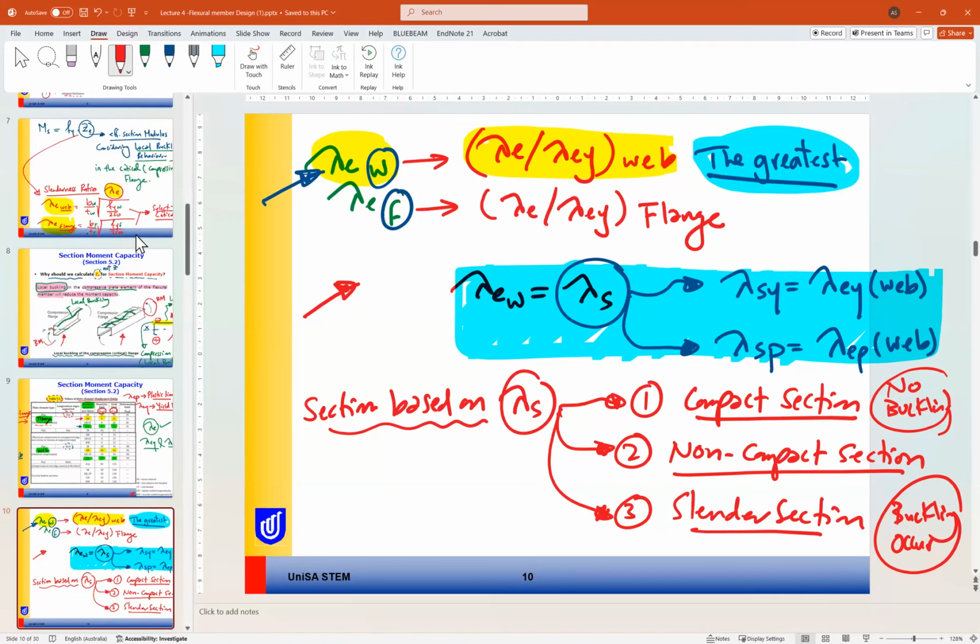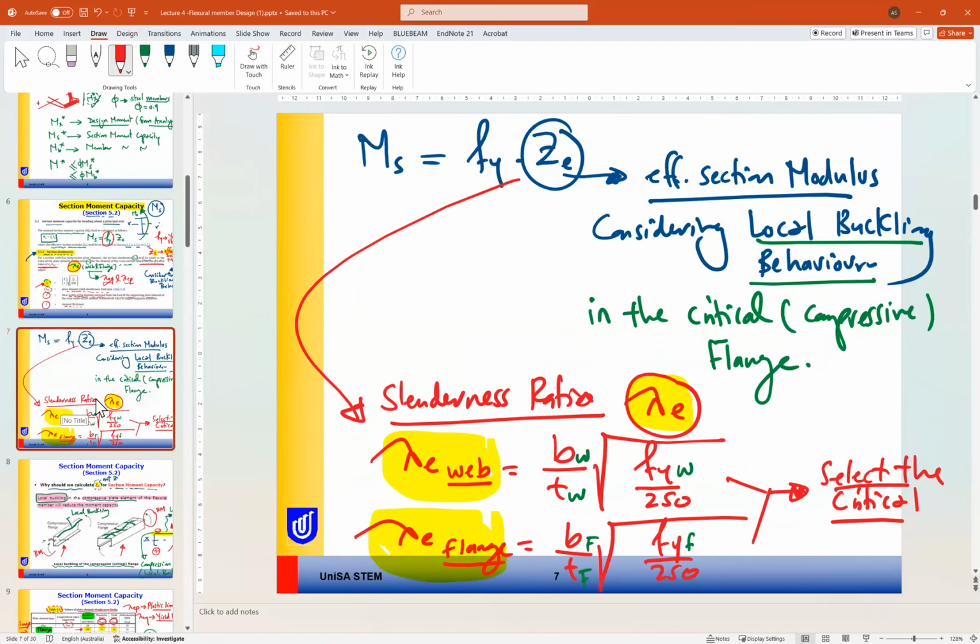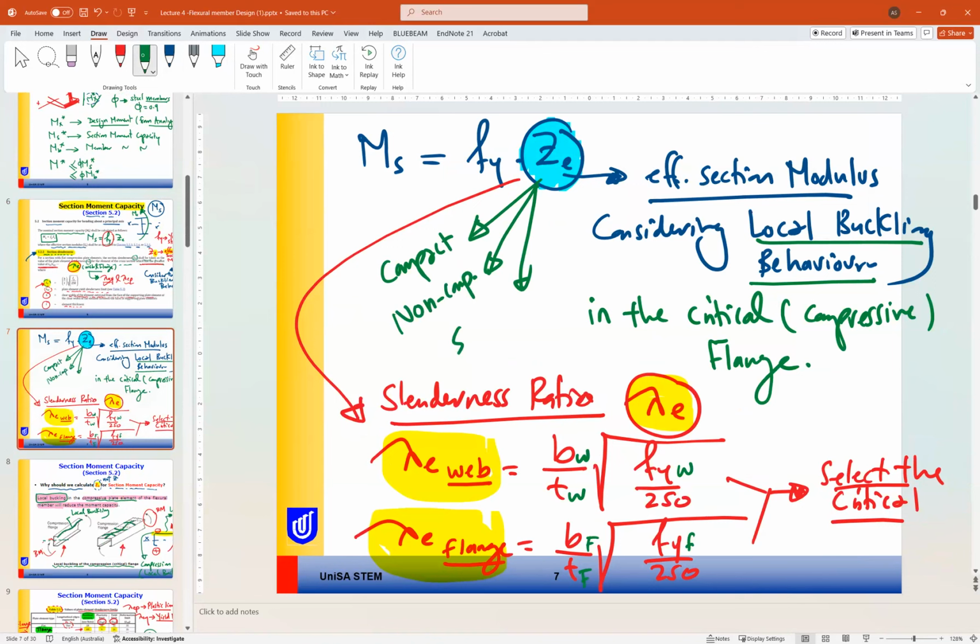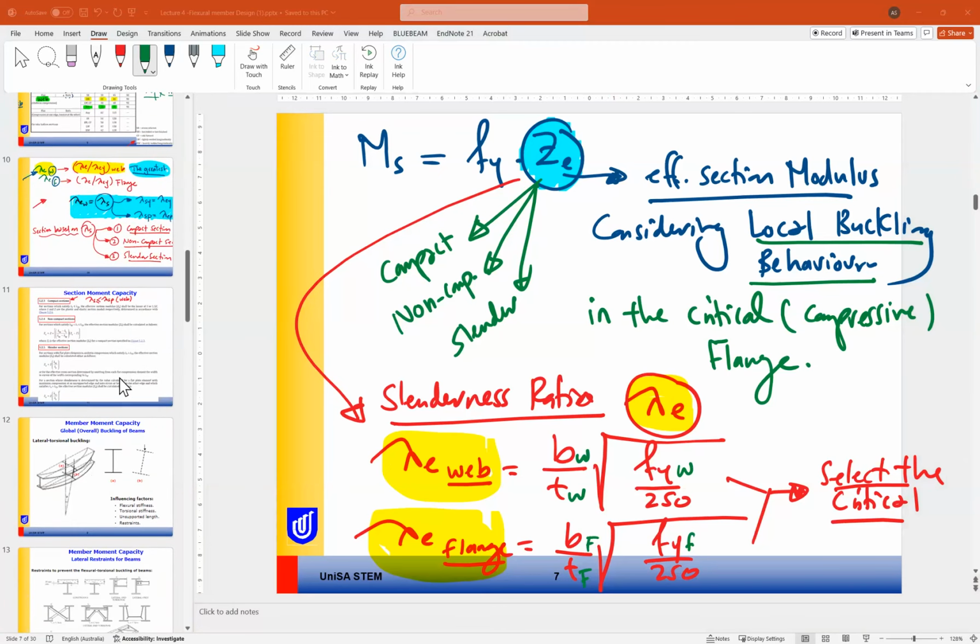If we go back just one step, why do we do all of that? We do all of that to find Z effective. Z effective will be a different value for a compact section, a different value for a non-compact section, and a different value for a cylinder section. So we need to know which it is to find Z effective. Is it clear now? Do you have any questions, guys?